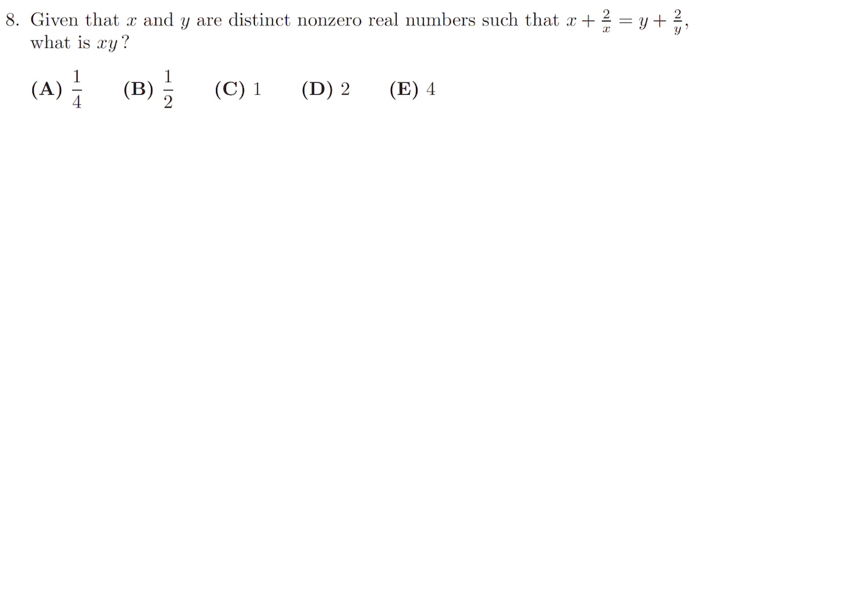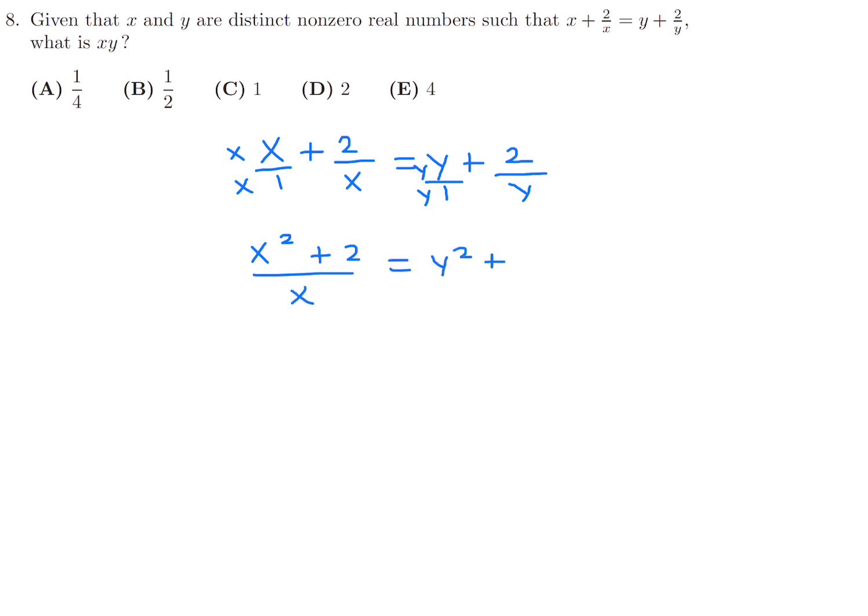Given that x and y are distinct non-zero real numbers such that x plus 2 over x is equal to y plus 2 over y, what is x times y? So let's multiply top and bottom here by x, and top and bottom here by y to get common denominators. This gives me x squared plus 2 over x, and y squared plus 2 over y. Cross multiply and you get x squared y plus 2y is equal to xy squared plus 2x.